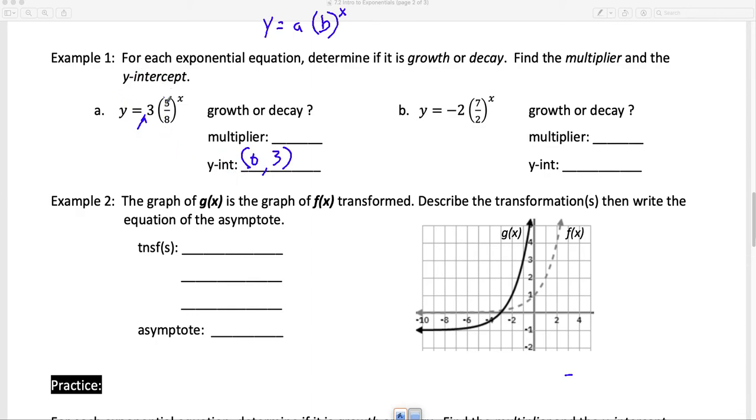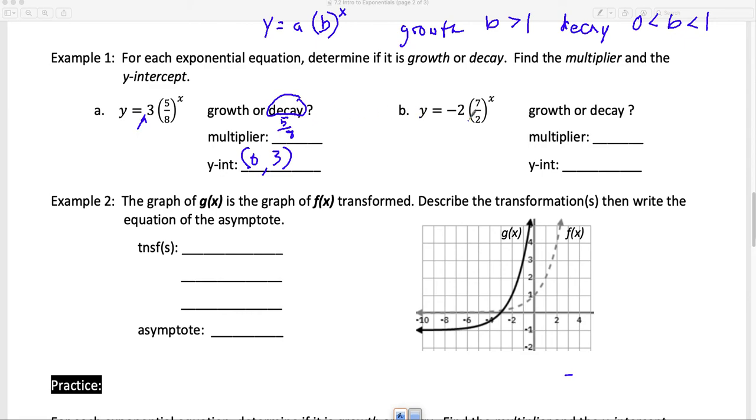All right, then I have a multiplier that is 5/8. Okay, well, what did we say about multipliers? We said that it is growth if b is greater than 1. Okay, well, that b is not greater than 1. 5/8 is going to be between 0 and 1. It is decay if it is between 0 and 1. So this is decay. I set this up so you could circle it, but I wrote that 5/8 really big.